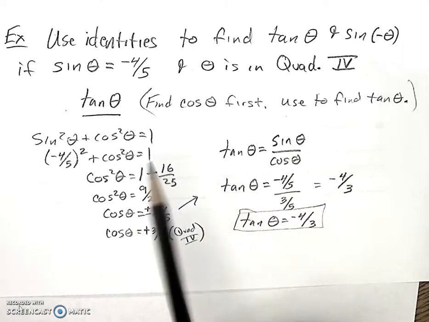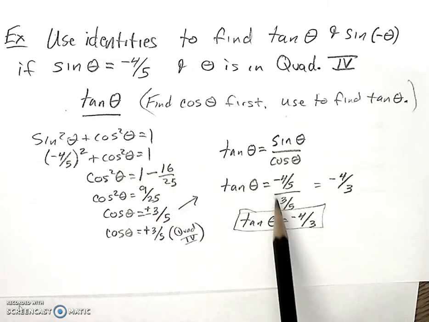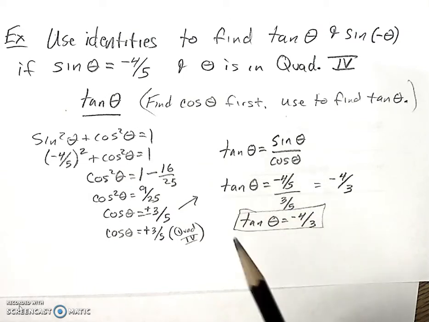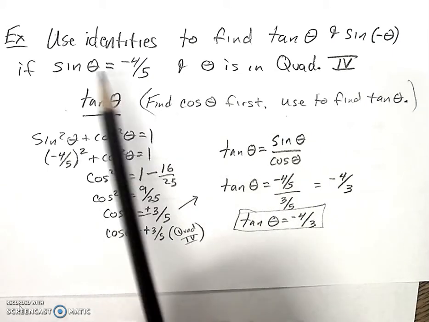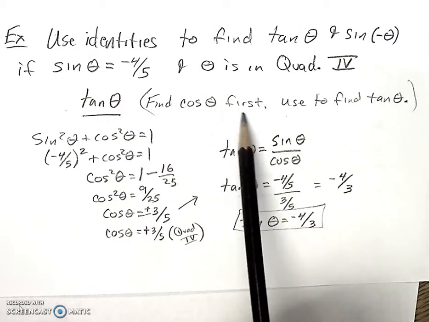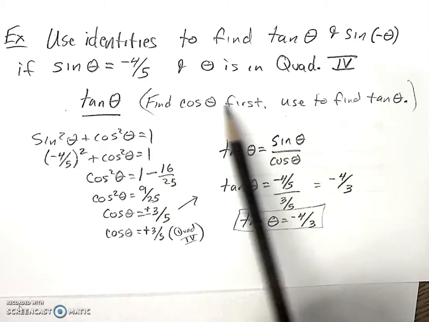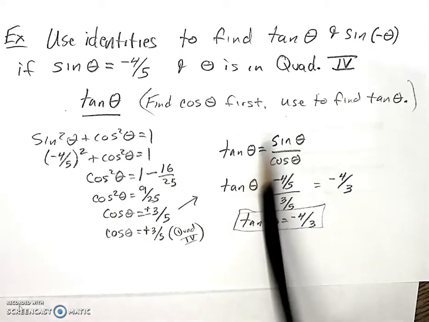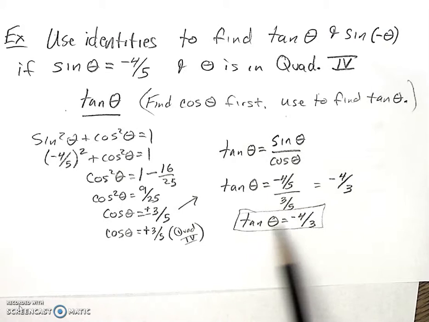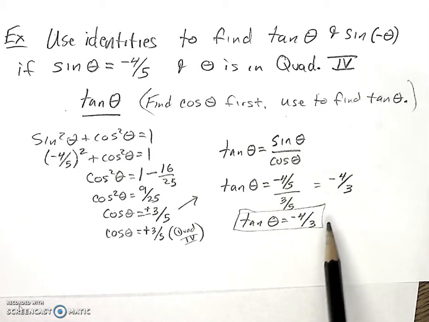For the sake of time, I went ahead and did this problem, and I'll explain my thought process. First, I looked at my identities list, and I said, if I start with sine, I can find cosine, and then I can use cosine to find tangent, based on how I move throughout my identities. So the Pythagorean identity gave me that cosine is positive 3/5 in quadrant 4. And then I used that with the quotient identity to find that tangent is now negative 4/3, again, in quadrant 4.